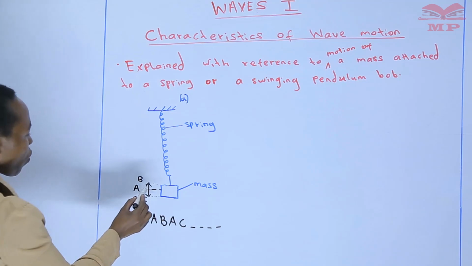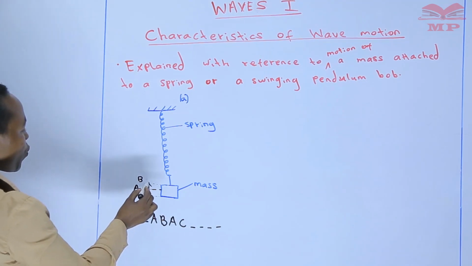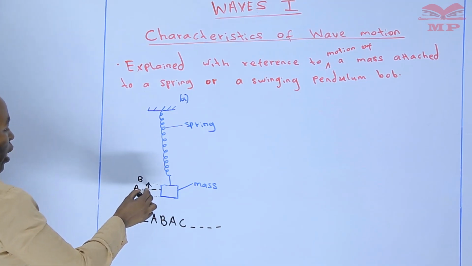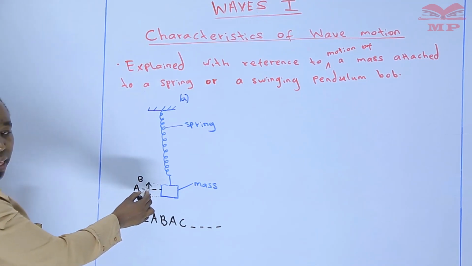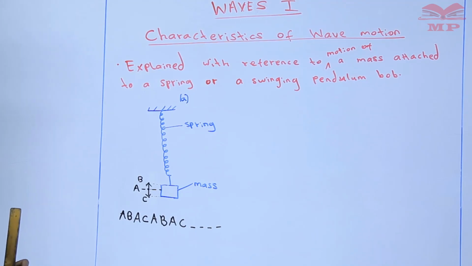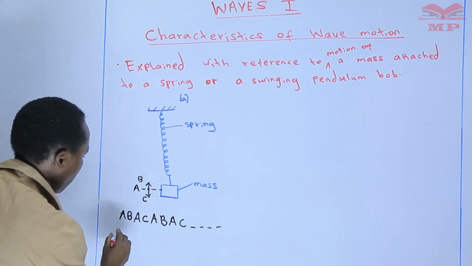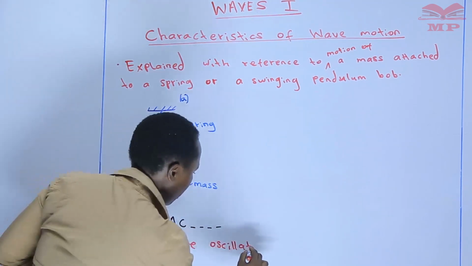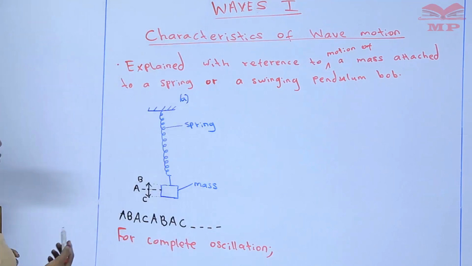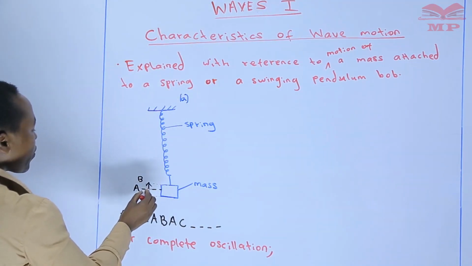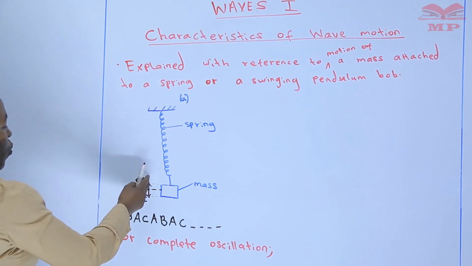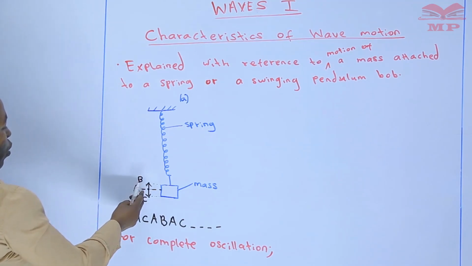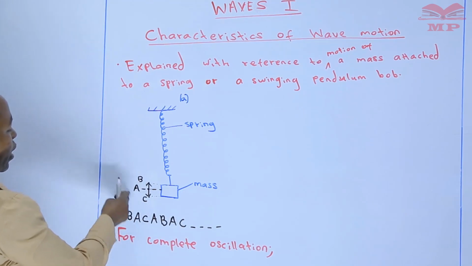So if it moves from point A, moves to B, through A again, back to C, and then to A, then we'll say that that is a complete oscillation. So for a complete oscillation, we are going to have the following. If we are taking it from A, we can take it from anywhere, because if we start from B, it moves from B, then back to A, to C, to A, then to B again.